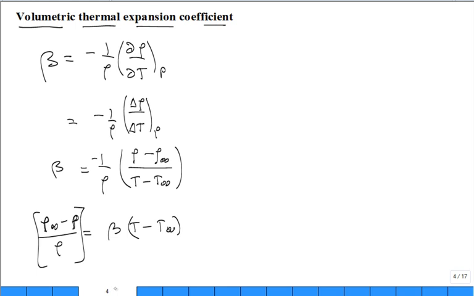Let's talk a little bit more about beta. If I said I have an ideal gas, what's a good ideal gas? Air. We breathe it all the time. We treat it as an ideal gas. It behaves like an ideal gas. What do we know about an ideal gas? Is rho equal to P over RT? Is that the ideal gas equation?